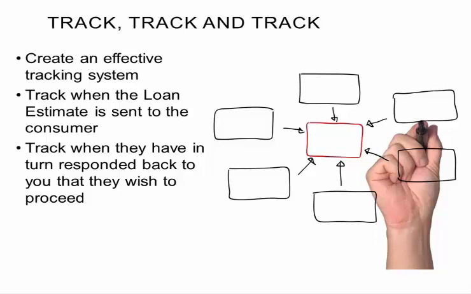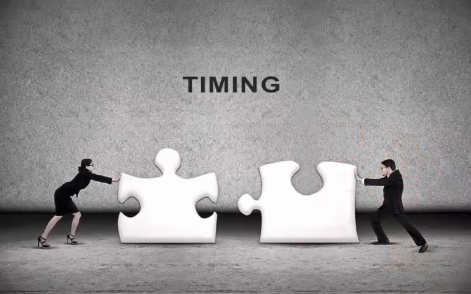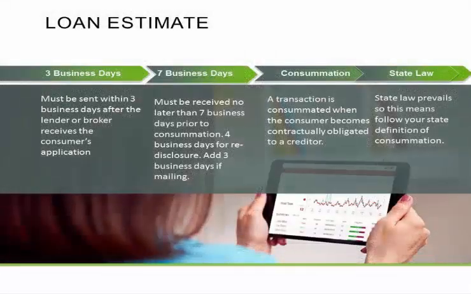So let's move on to timing. There's much to cover under timing requirements with all the changes, and we're going to begin with the loan estimate. The loan estimate must be provided to the consumer within 3 business days after the lender or the broker receives the consumer's application for the loan, but no later than 7 business days before consummation of the transaction. For a revised loan estimate or a final loan estimate, it must be received by the borrower 4 business days prior to consummation. And if you're mailing the revised loan estimate, you must allow an additional 3 business days for delivery of the revised loan estimate.